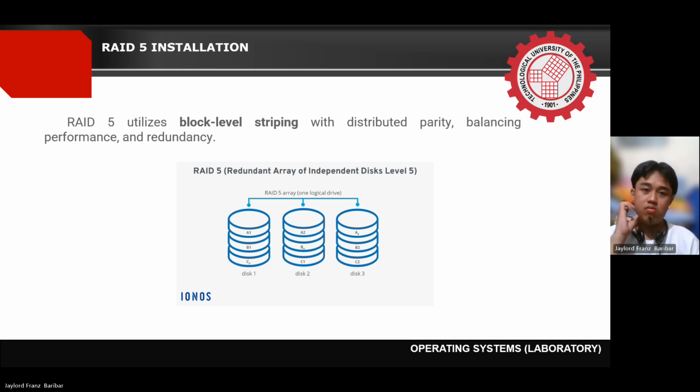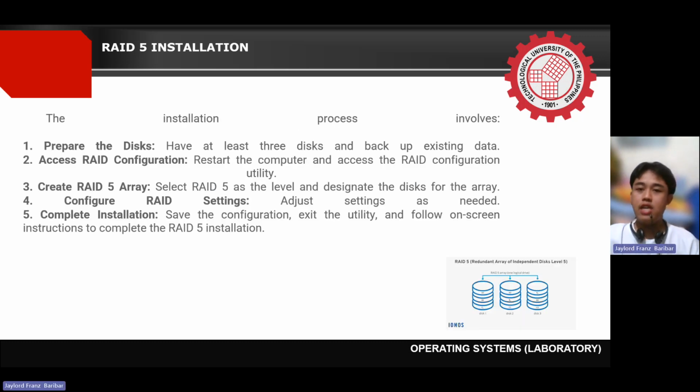Now, here's how to install RAID 5. Number one is to prepare the disks. Make sure you have at least 3 disks available for RAID 5 and be sure to back up any existing data on them, then restart your computer and access the RAID configuration utility during startup and create the RAID 5 array. So in the RAID configuration utility, select RAID 5 as the level, choose the disks you want to include in the array, and adjust any system settings you need, such as the stripe size or cache settings.